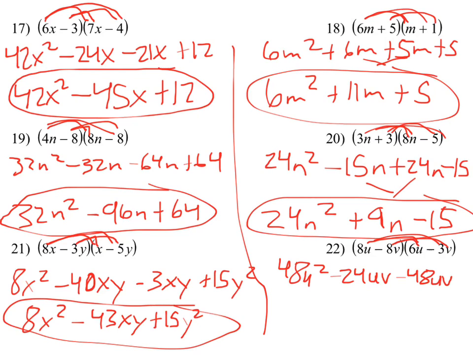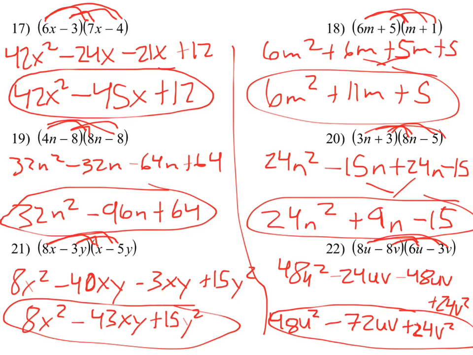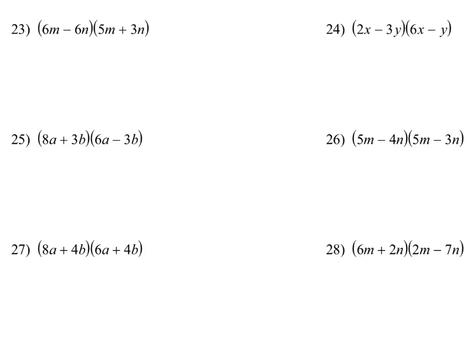Again, uv. And then negative 8v times negative 3v is going to be positive 24v squared. And now I can combine like terms. The 48u squared is still going to be there. And then negative 24uv subtract 48uv is going to give me negative 72uv. And then plus 24v squared there on the end. You see that guy?